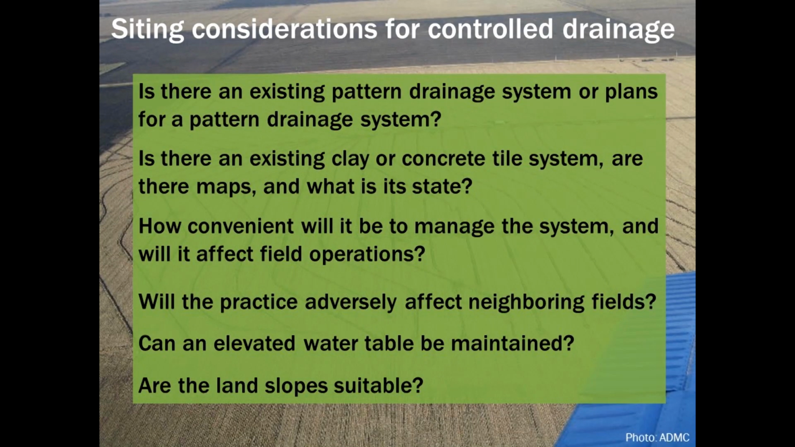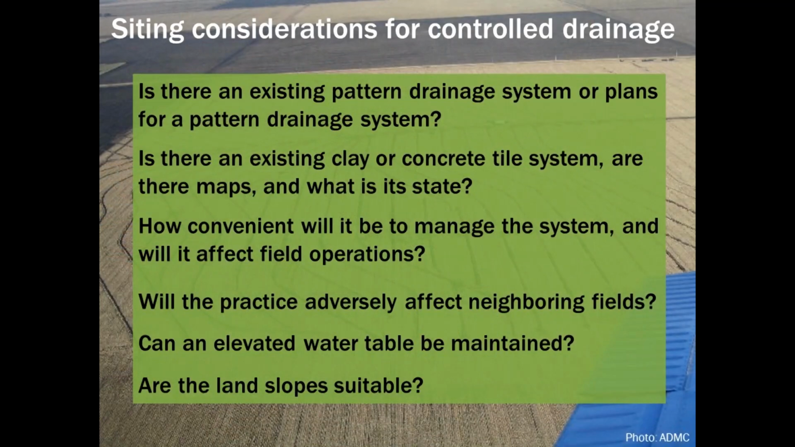Another is we're potentially going to need multiple of those control structures. If we've got a really flat field, we can reduce the number of control structures, but in most cases, we're going to need a control structure every 10 to 30 acres of drainage area. And so are we able to locate those on the system in a way that's convenient to actually manage and operate those? Another one is what's the impact going to be on neighbors? So if neighboring fields have some big depressions, we could potentially impact those some by holding water back in the field that we're trying to manage.